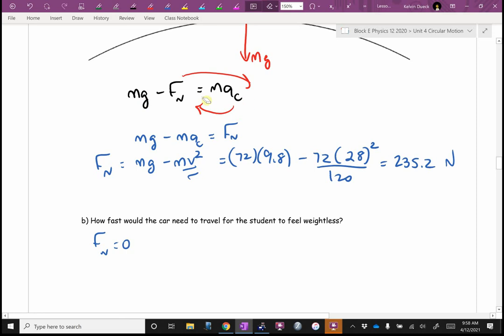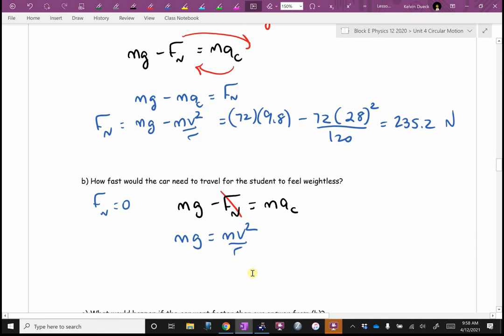Let's start with this equation that I wrote in black. mg minus Fn equals mac. How big is the normal force now? I end up with mg equals mv squared over r. Will little kids and grown-ups feel weightless at this speed? Yep. Get the v by itself. Oh, is it our old friend, the square root of gr? Cool.